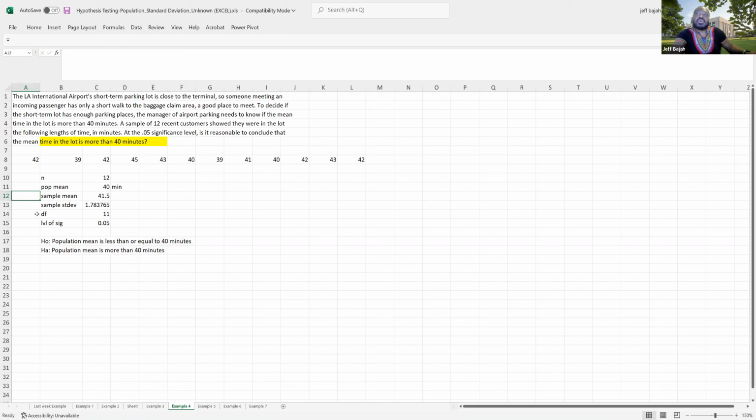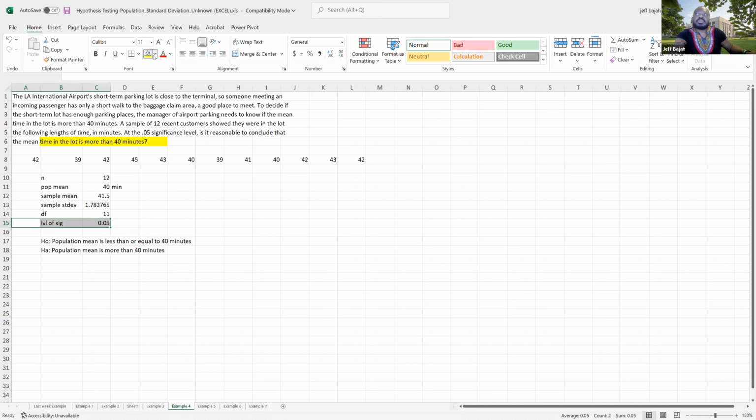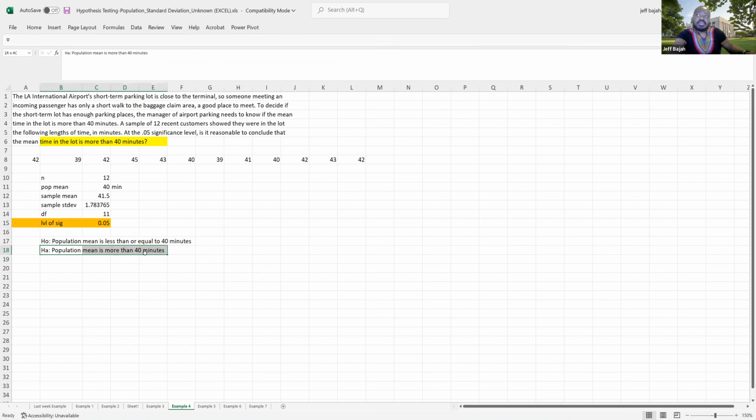Step 2 is given to us. We know step 2 is given here, so we don't have to worry about step 2 right there. Step 3, because it says more than, we know this is going to be what? A right-tailed test. So we got step 3. All right, so let's do step 4.